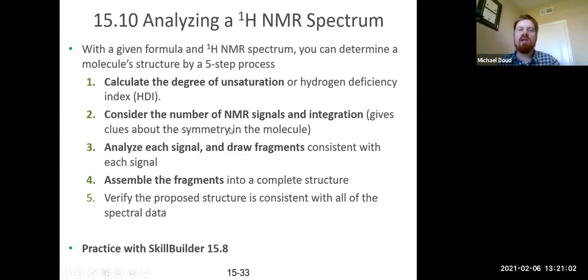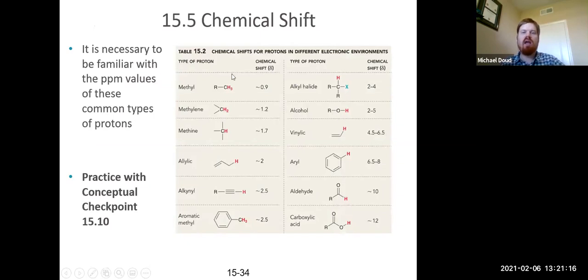Now, if you do this after you've looked at the IR, the IR is going to tell you a lot of the bonds that are possible. So analyzing the IR is going to reduce the number of things you need to do analyzing the HNMR. And here's a little table that shows you where those chemical shifts are. So a methyl group has a chemical shift of 0.9 parts per million, et cetera.